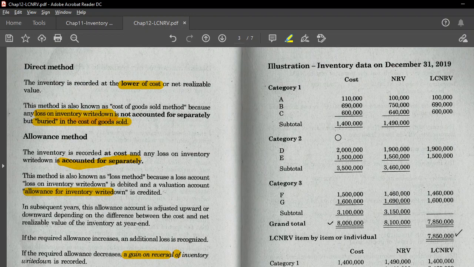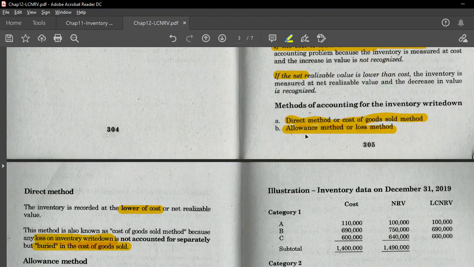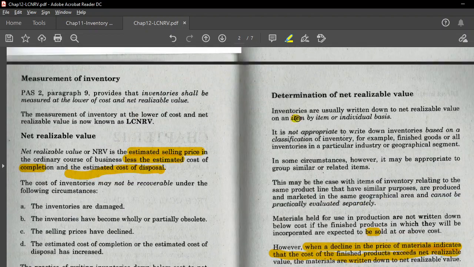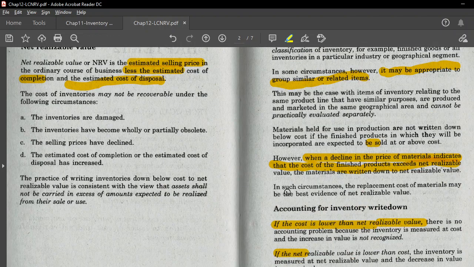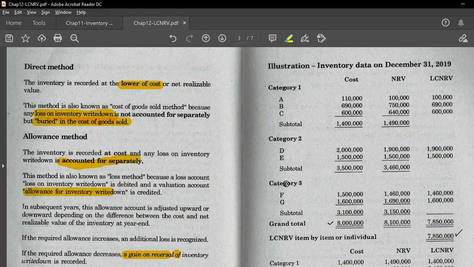So, we have illustrations here. Illustration, inventory data on December 31, 2019. Ayan, naka-category na siya. Balikan natin si item by item. Sabi niya item by item, pero wala ni siya pag nagpasabot nga kada isa na lang jud ka item. Sabi niya naman dito that it may be appropriate to group similar or related items. So, kung naakay let's say, unsa pa ba? Kung naakay 5110 nga pulo ka buok, ay iisa i-grupo na lang na siya.